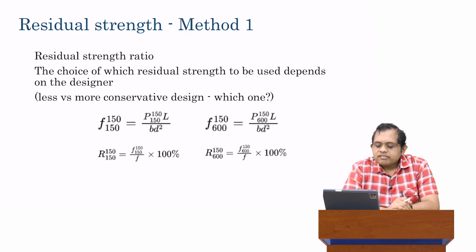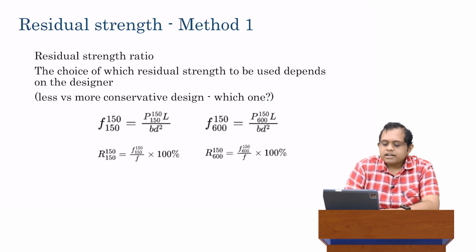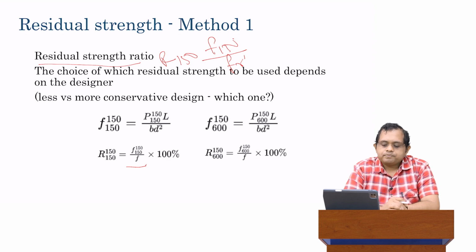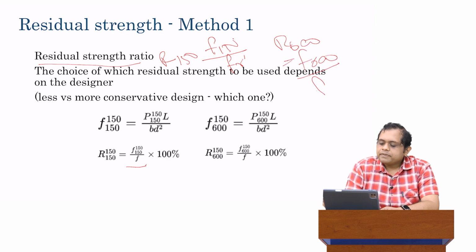Okay. This F150, F600 can also be defined separately. We can then divide it by FR. So if we had F150, we can divide it by FR, and that we call R150, which is called the residual strength ratio. By the way, one piece of notation, I've been writing F150, and similarly we can have R600, which is F600 divided by FR.